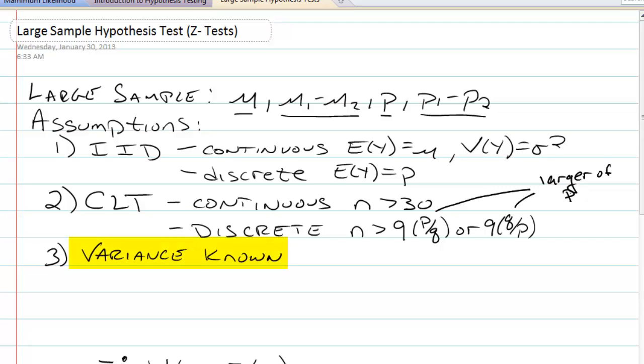Last criteria is the variance is known. That one is difficult. How would you know the variance but not the mean? Maybe from historical data, or what's common is we still end up using a sample mean and making the argument that as long as the sample is large enough, our hypothesis test is fairly robust to a violation of that assumption.